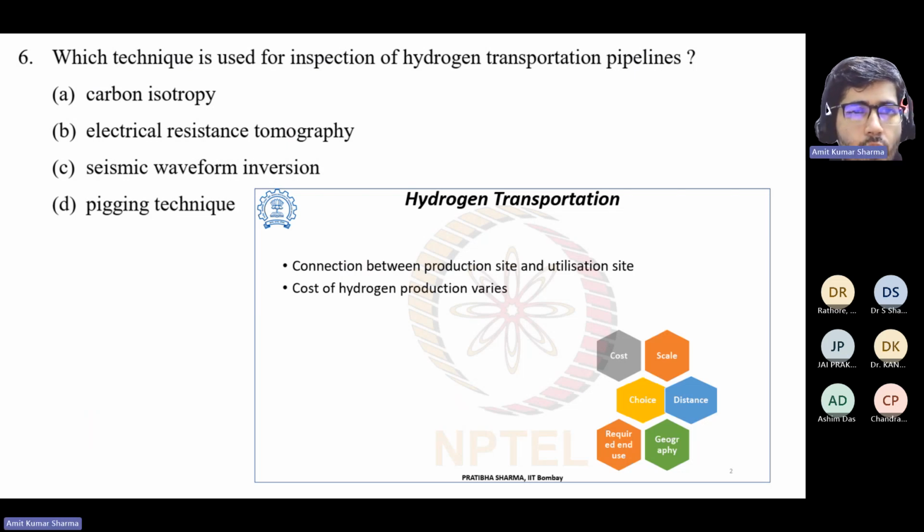Which technique is used for inspection of hydrogen transportation pipelines? Carbon isotropy, electrical resistance tomography, seismic waveform inversion, and pigging technique.